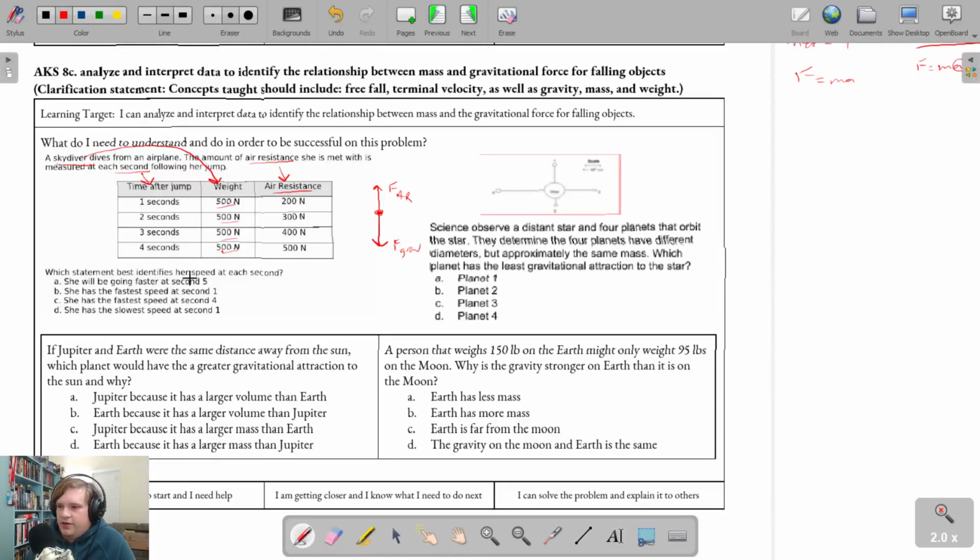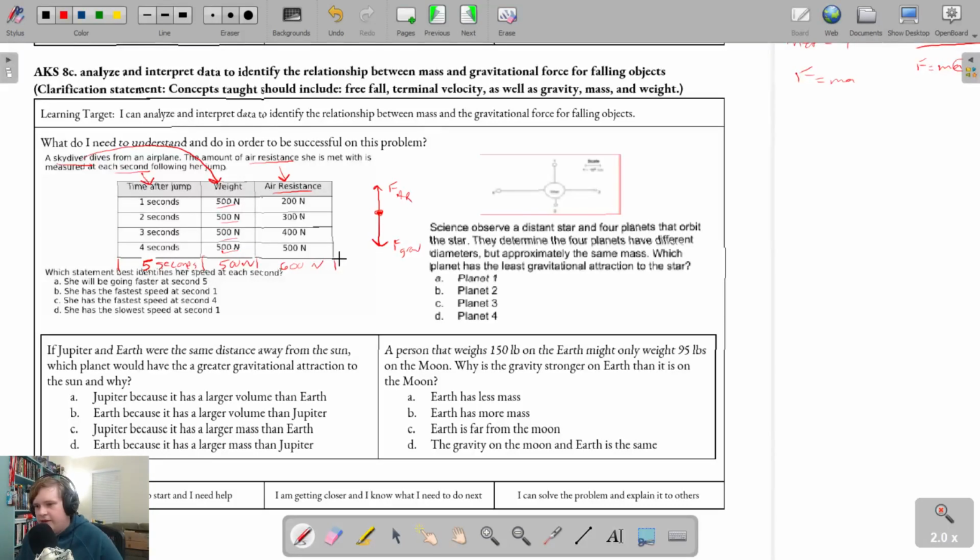Which statement best identifies the speed at each second? She will be going faster at second 5. She has the fastest speed at second 1. She has the fastest speed at second 4. She has the slowest speed at second 1. One of the answers wants us to predict what's going to happen at 5 seconds. So I'm going to expand my table. 1 was 200, 2 was 300, 3 was 400, 4 was 500. We can make an educated guess that 5 is going to be 600 newtons of air resistance. That's a reasonable guess based just on the data we were given.